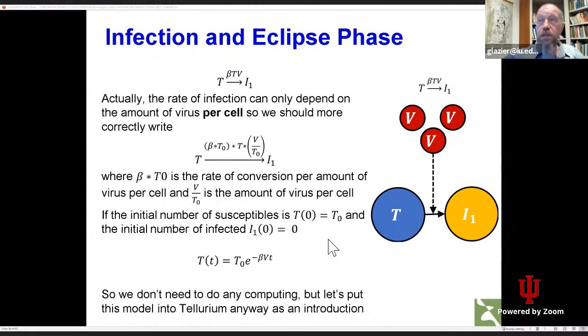Typically, when you see this written out, you'll see an equation that looks like T goes to I1 at a rate beta times T times V. And this is something that we discussed in the context of infection in epidemiology. If you're an uninfected individual, what matters is the probability that the people you meet are infected, which is the total number of infected people divided by the total population.